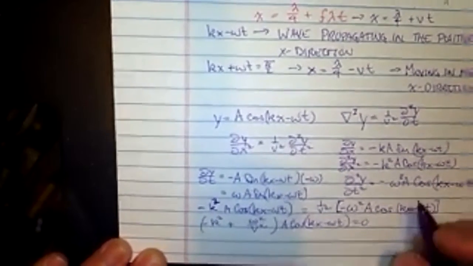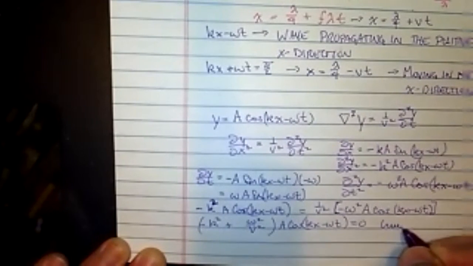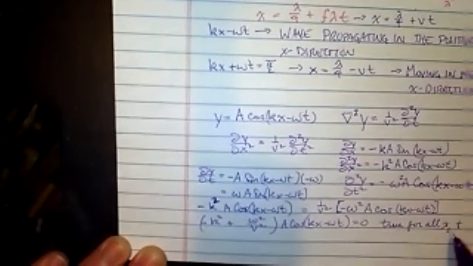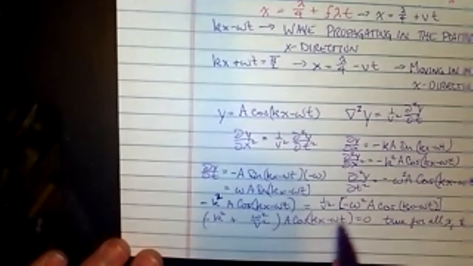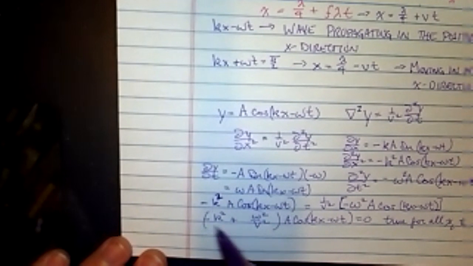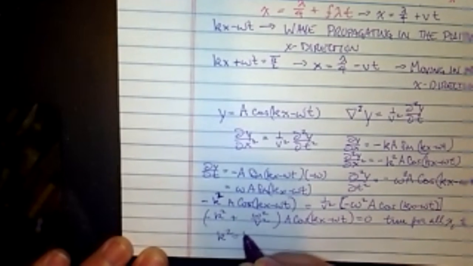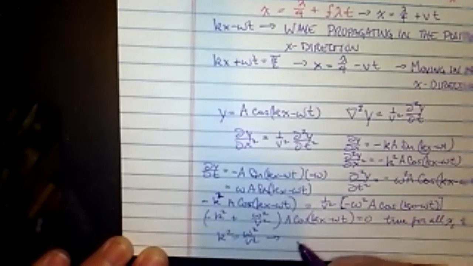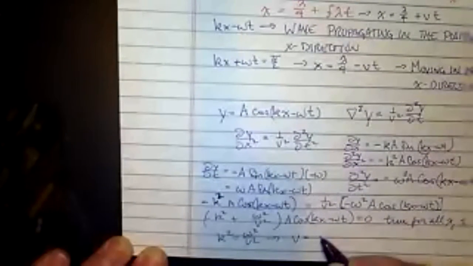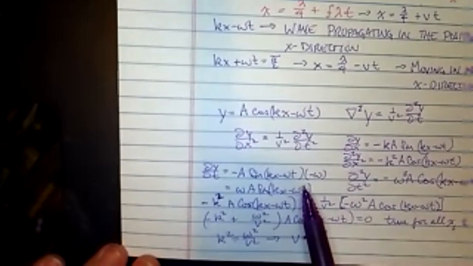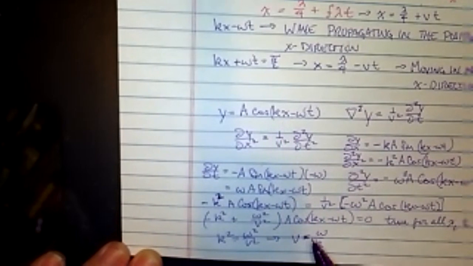And of course, this has to be true for all x and t, as is the nature of the equation. So we can consider the case where x and t do not combine to give us a 0, and we can divide through by cosine of kx minus omega t, and then you have this being equal to 0. This gives us that k squared is equal to omega squared over v squared, or that v is equal to omega over k.